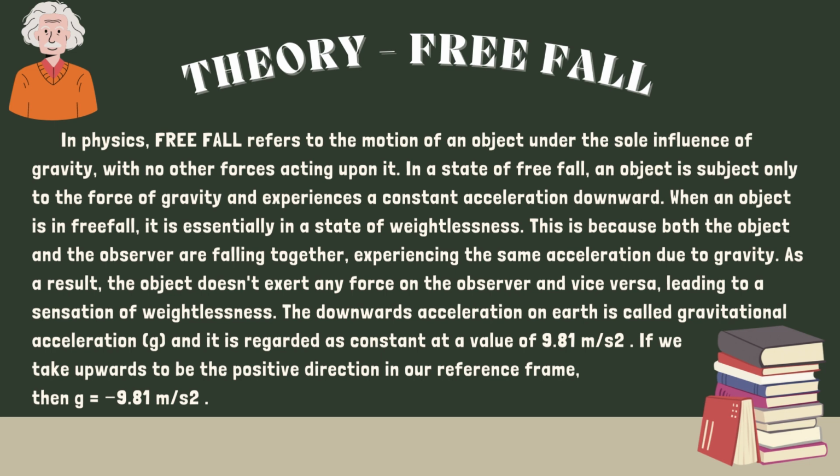weightlessness. The downward acceleration on Earth is called gravitational acceleration, which is known as g, and it is regarded as constant at the value of 9.81 meter per second squared. If we take upward to be the positive direction in our reference frame, then g must be equal to negative 9.81 meter per second squared.